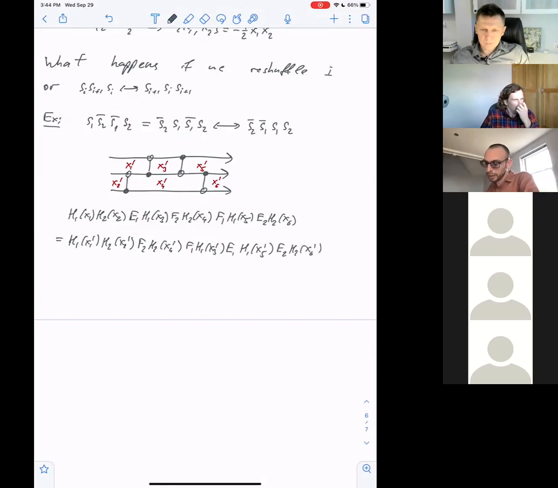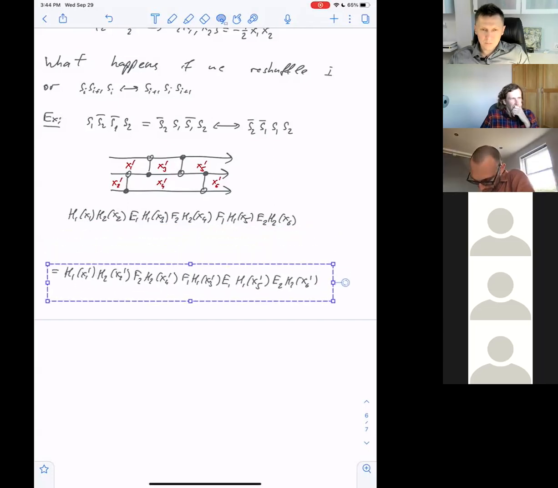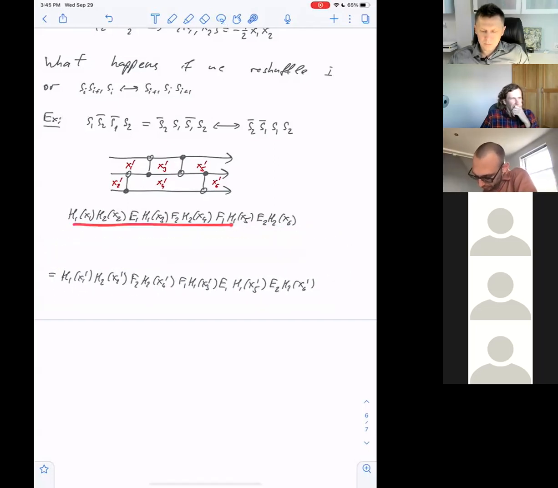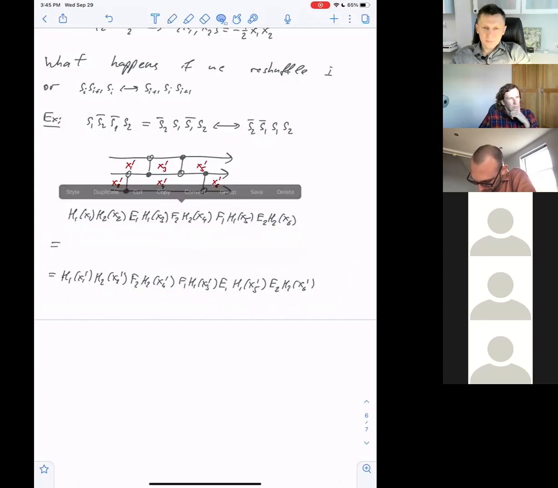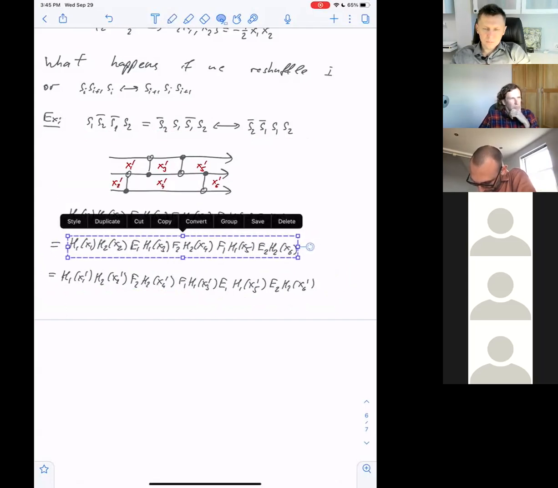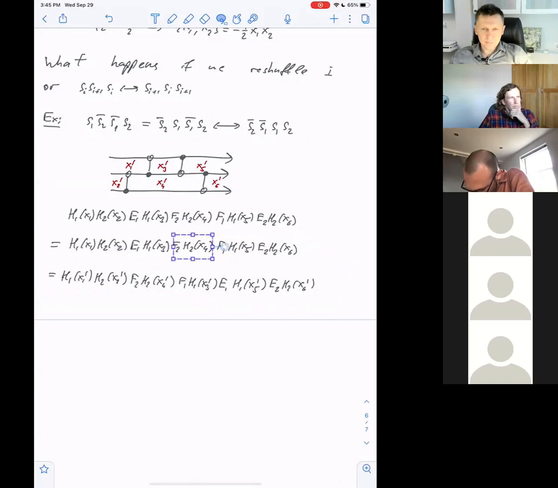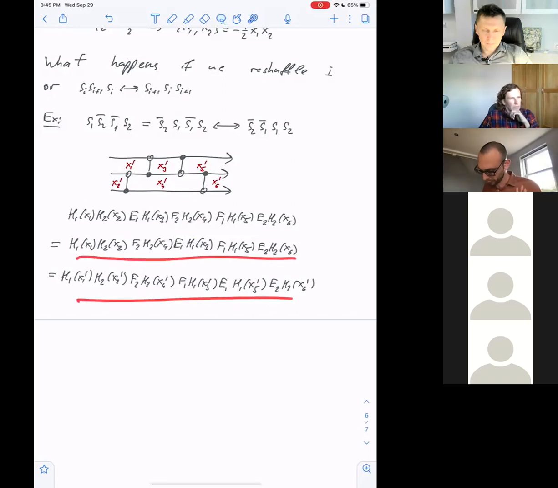Yes, good. So now I need to compare these two expressions. This expression corresponds to this writing, and this expression corresponds to this writing. Now, what corresponds to this writing? Well, as we discussed, I just need to do the same thing, but here I take this one out and commute it through E1, H1, right?